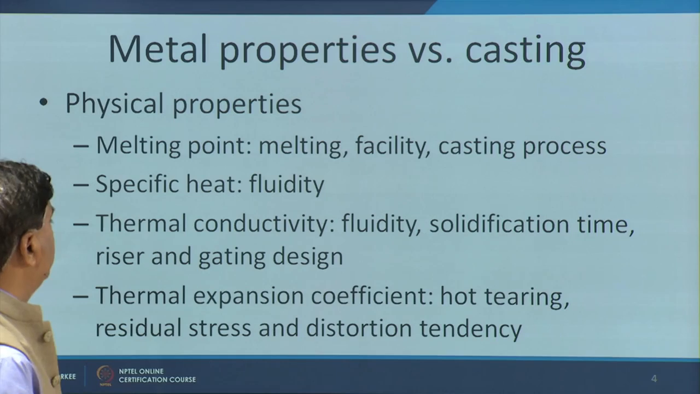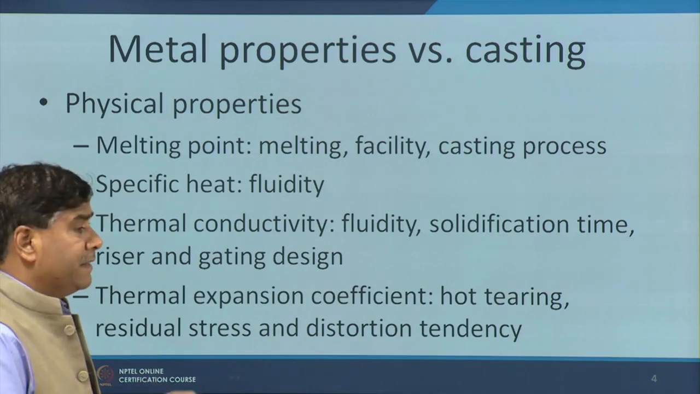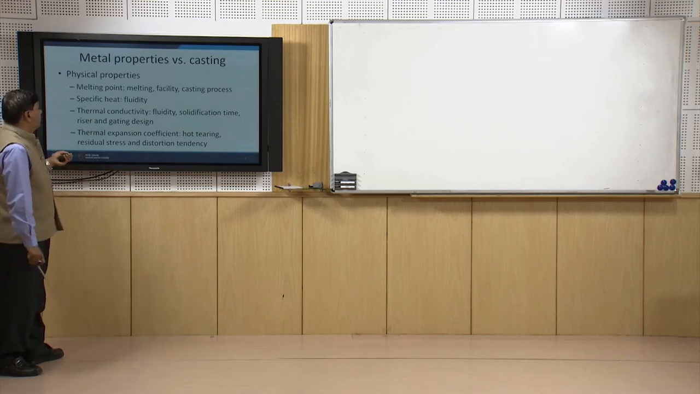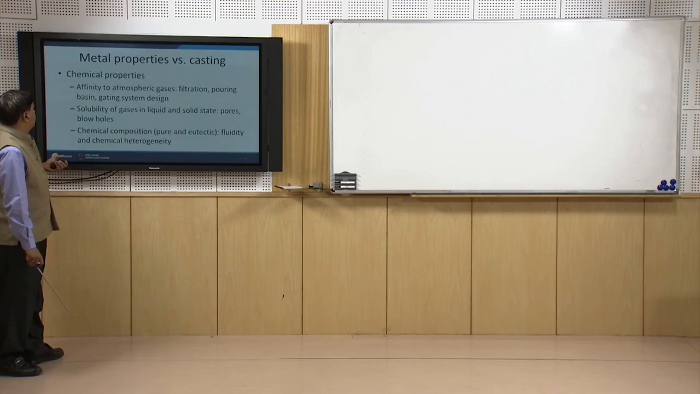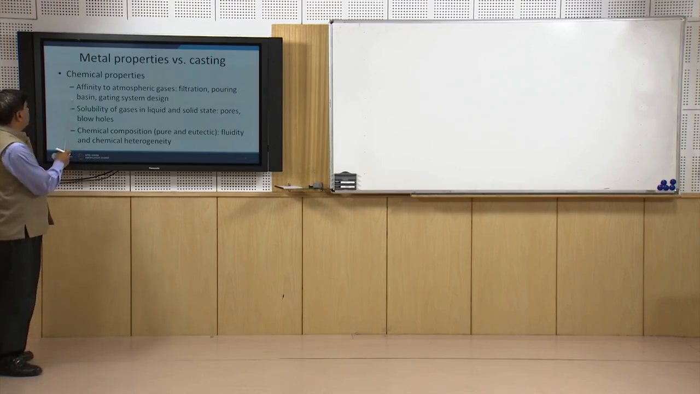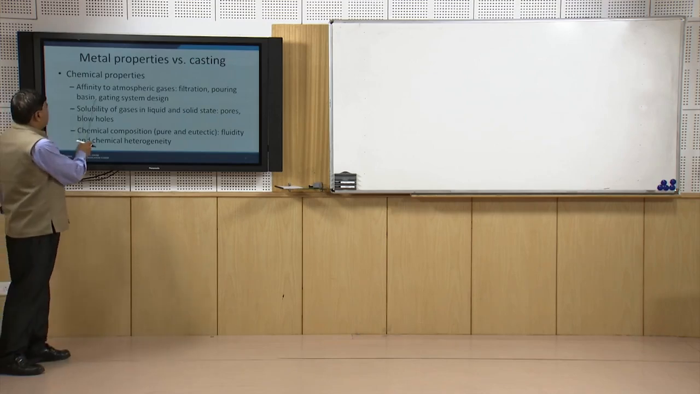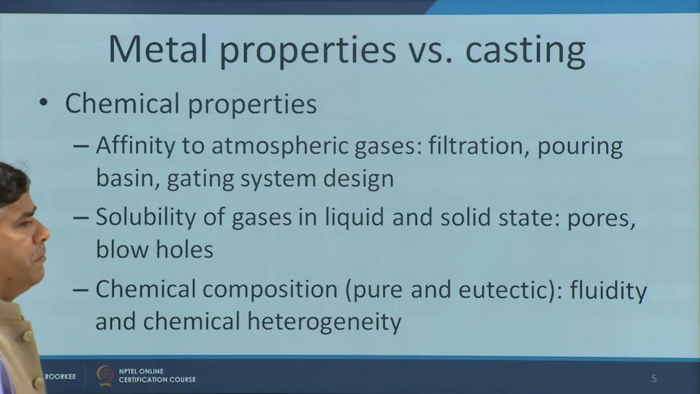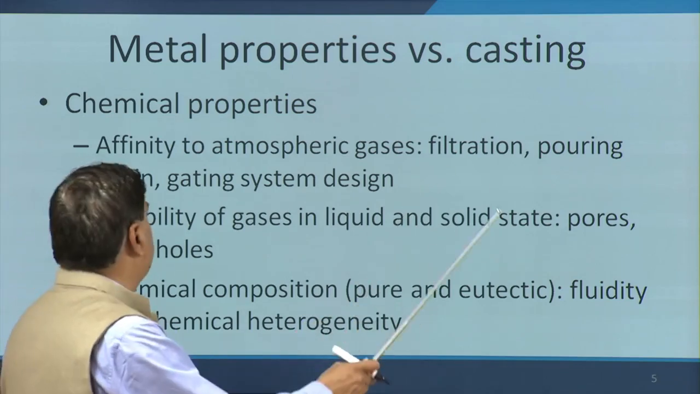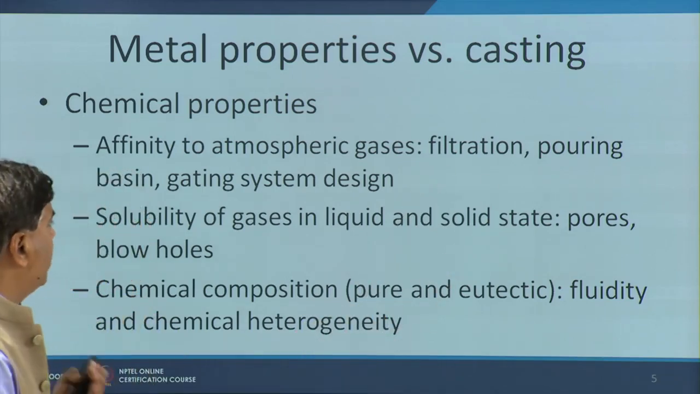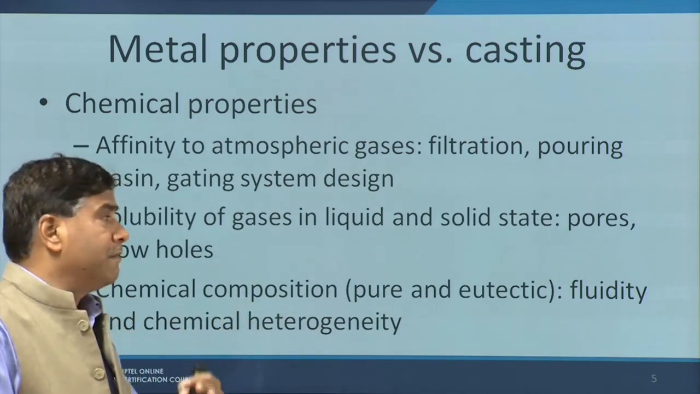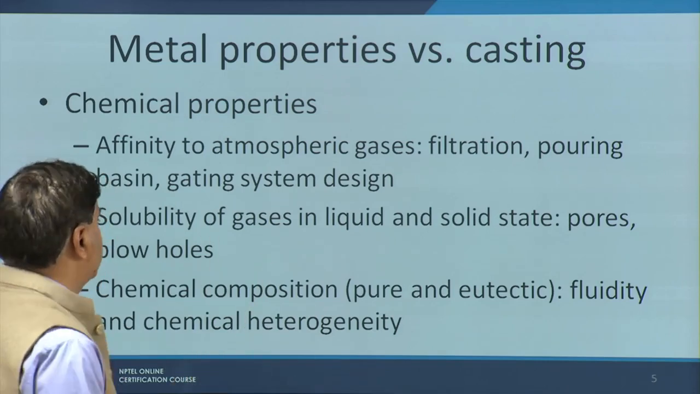This will also affect the kind of pattern design, mold geometry as well as the material to be used for pattern making. Then the chemical properties, in terms of affinity to atmospheric gases, determine the kind of impurities which can form in the molten metal. So, the greater the impurity formation tendency, the greater the filtration requirement. It affects the pouring design because the pouring basin is to be designed in such a way that impurities can be filtered out, and it also affects the gating system design.